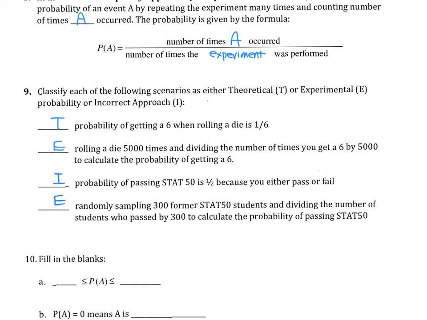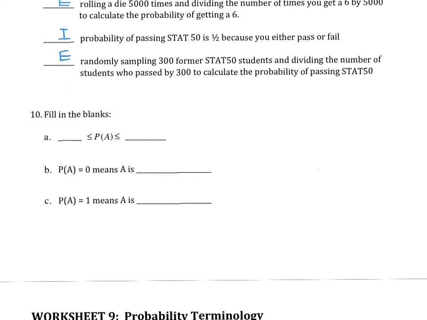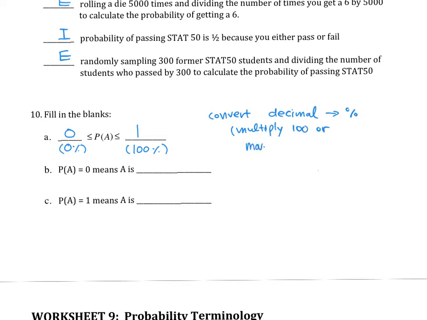Okay, some properties of probability here, kind of important. So your probability is going to be between 0 and 1. So 0 is 0%. 1 is 100%. Again, how do you convert decimal to percent? You basically multiply by 100, or you move your decimal point 2 places to the right.